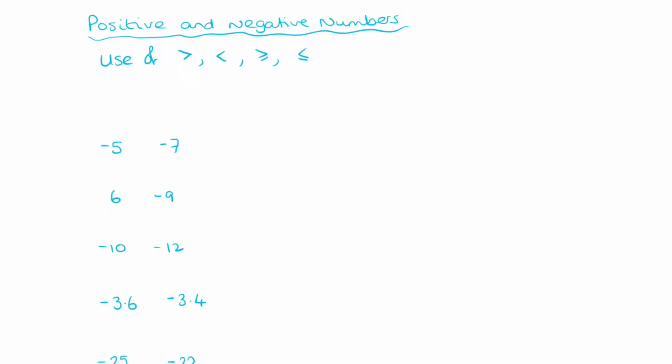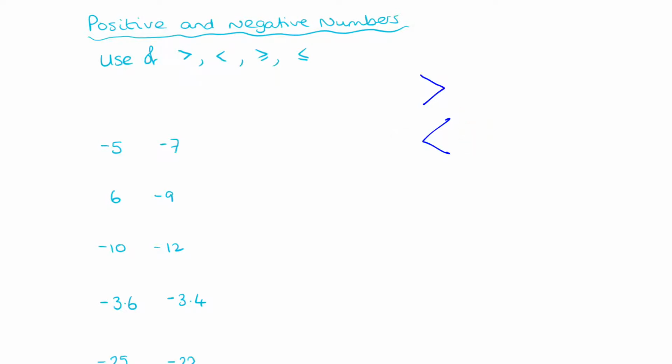Okay, so just remember when you're using these signs, the number that's at the open end of the sign, that's the bigger one. So if it's that way round, this number is bigger than this one. If it's that way round, then you can see the one at the open end of the sign, that's the bigger one. So that would mean that that is less than that.